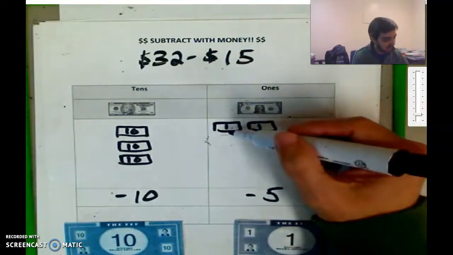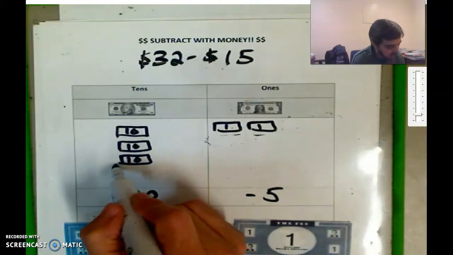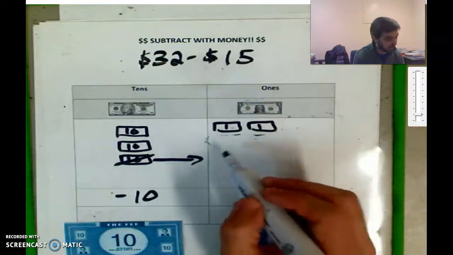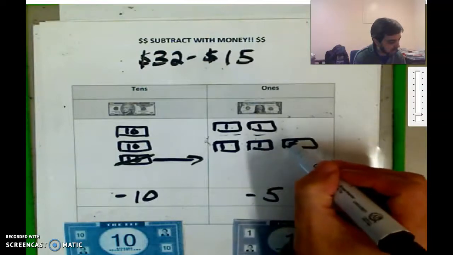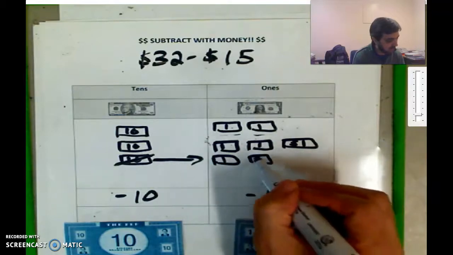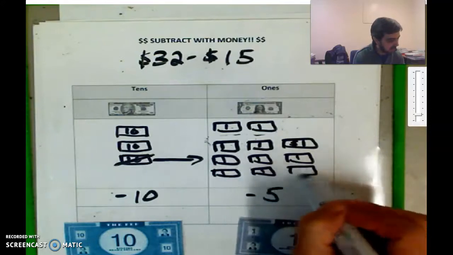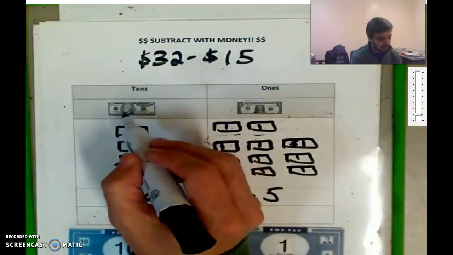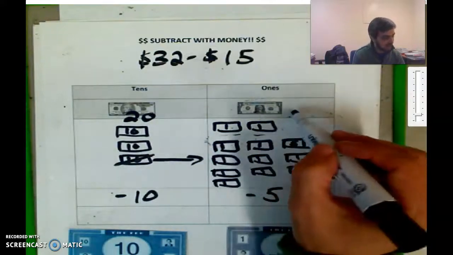We can't take away 5 from the ones place. So we go over here, we can cross this out, and make this $10 bill into 10 ones. So 1, 2, you can put the little dollar sign there if you want, 3, 4, 5, 6, 7, 8, 9, 10. Okay, so now we have 2 10s, right? We have 2 10s, or 20, and we have 12 ones.